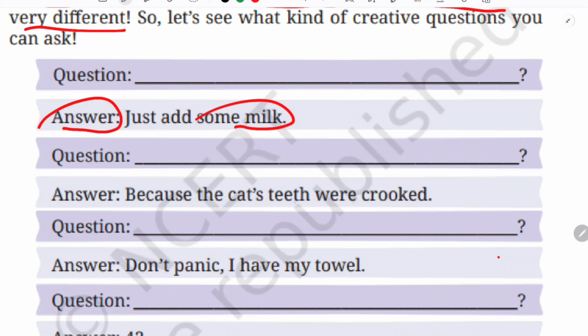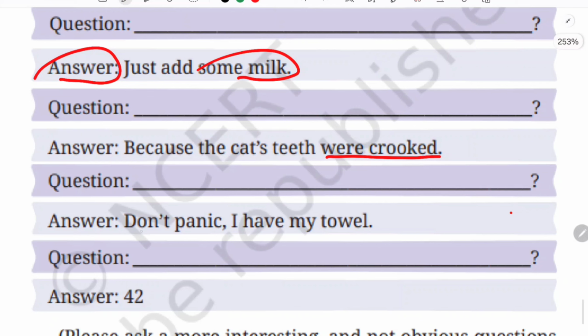Next, "because the cat's teeth were crooked." This is the answer, okay. So what question can you make from here? Like you can ask, what was wrong with the cat's smile? Because the cat's teeth were crooked, they were not in a good direction, isn't it? So you can simply ask, what happened with the cat's smile? Or why didn't the cat have perfect dental health? Why doesn't this cat have perfect teeth, perfect dental health? So just like that you can ask questions, okay.